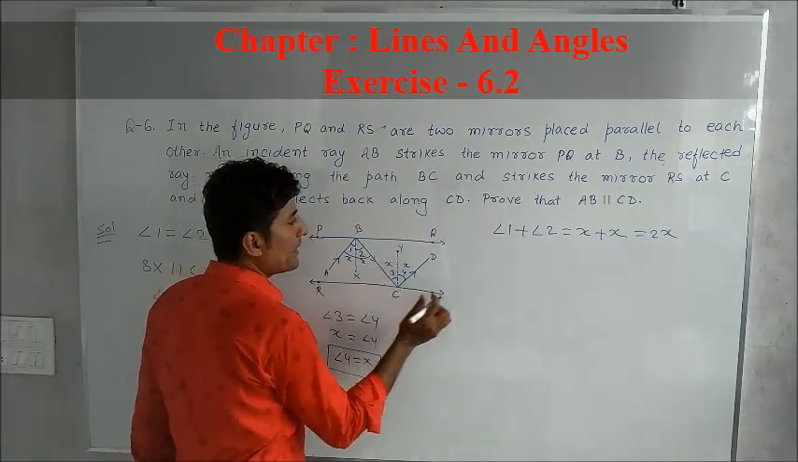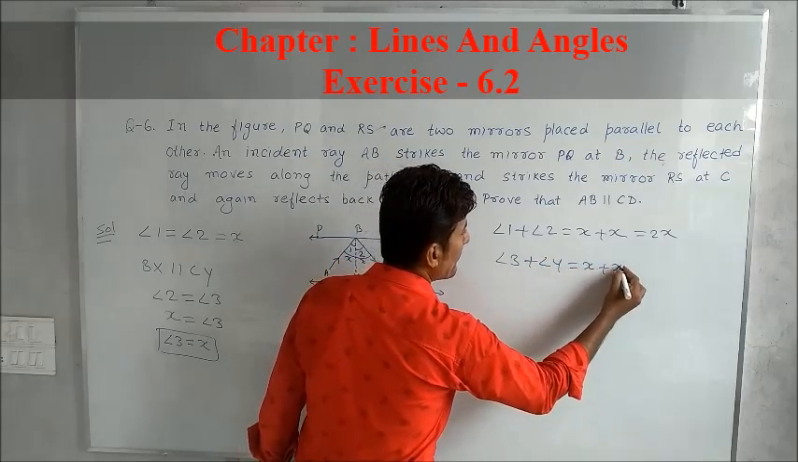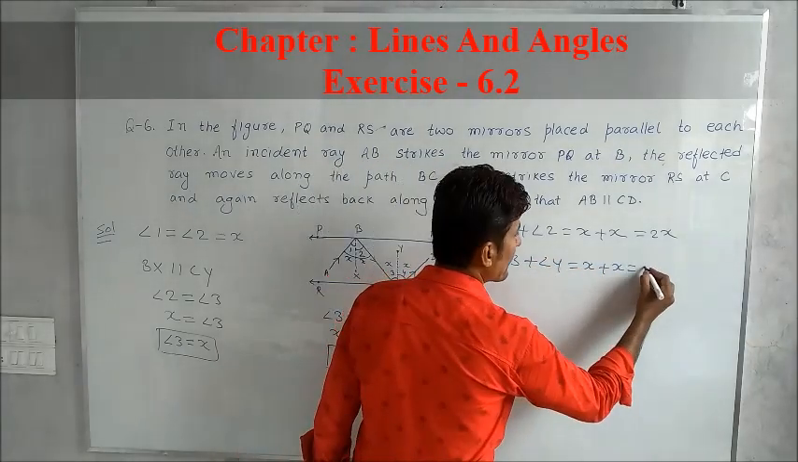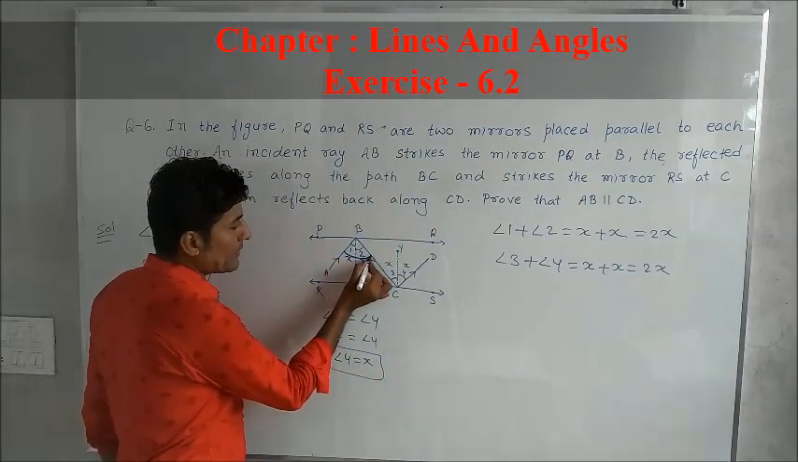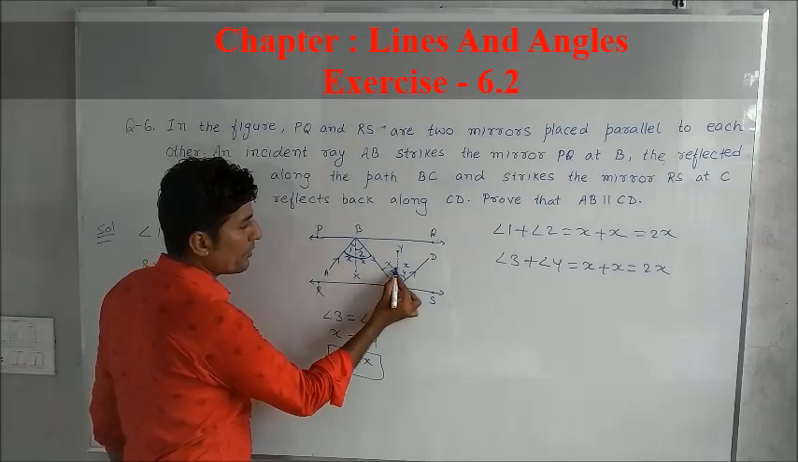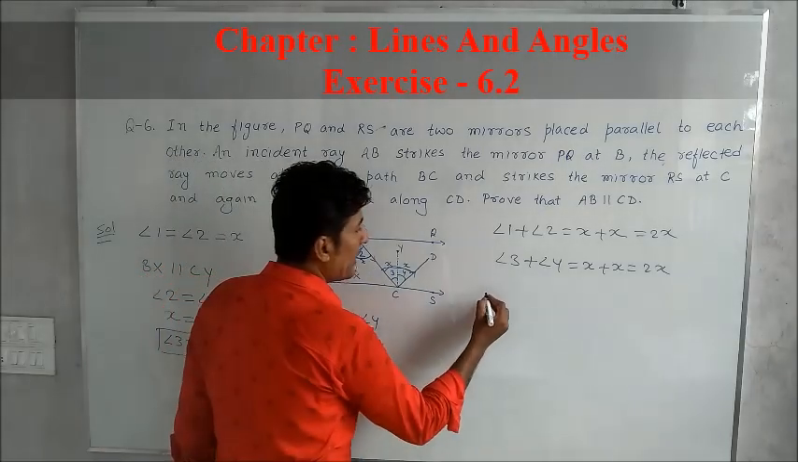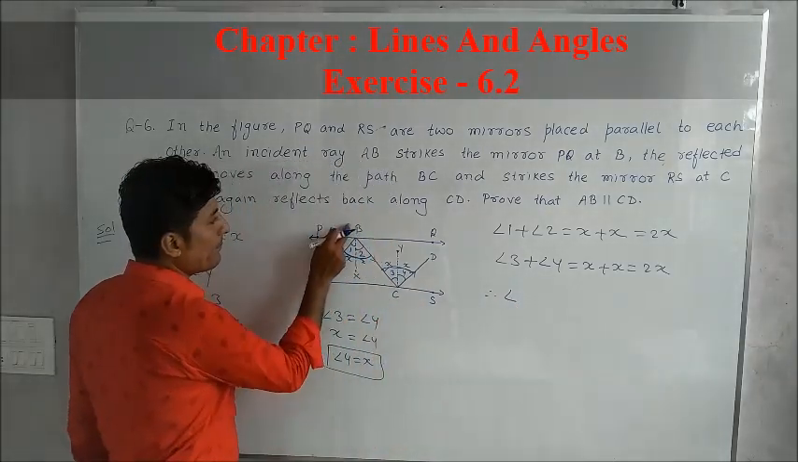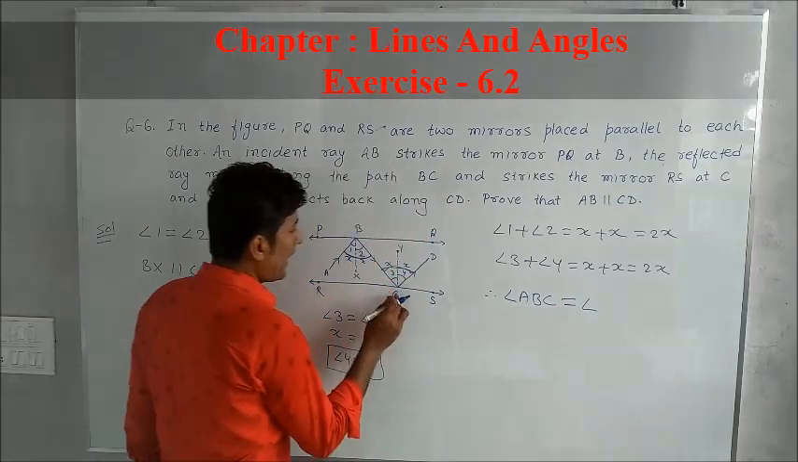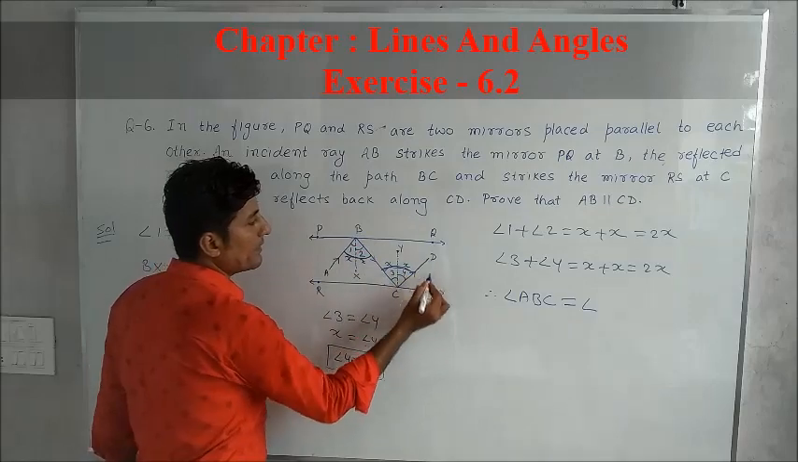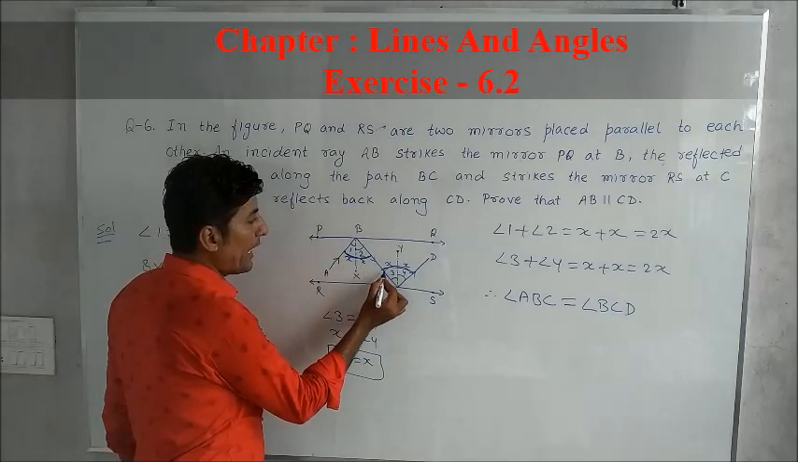Similarly, measurement of angle 3 plus 4 is equal to x plus x, because the measurement of both angles is equal to x. Since the measurement of this whole angle is equal to 2x and the measurement of this whole angle is equal to 2x, hence we can say that both the angles are equal. Hence we can say that angle ABC is equal to angle BCD. Measurement of these two angles are equal.